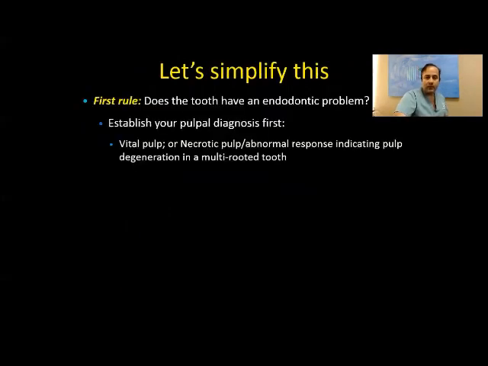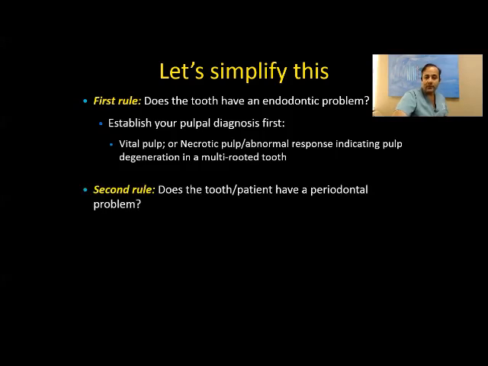The first rule with respect to the endodontic area: do we have a tooth that has an endodontic problem? So we need to establish our pulpal diagnosis first. Are we talking about a vital pulp or a necrotic pulp, or at least some response that may point in the direction of degeneration of the pulp, especially for multi-rooted teeth? Now that we have the answer to the first question, the second question is whether or not the tooth or the patient has a periodontal problem, either local to that tooth, local to that area, or more generalized for the whole mouth.